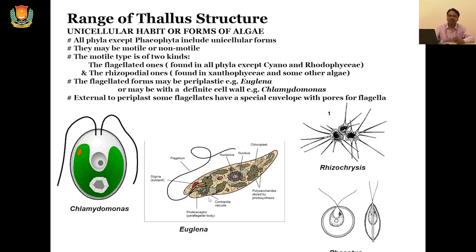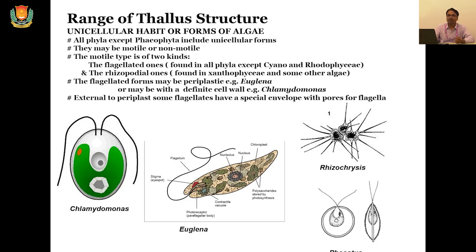The flagellated forms may be periplastic. Periplastic means they may change their shape. Like in Euglena, you can see that there is no definite cell wall. Because of the absence of a definite cell wall, they continuously change their shape. They may be oblong, they may be circular, or half oblong, or they can have different types of shapes. But in Chlamydomonas, there is a firm cell wall, so they cannot change their shape. Of course, they can enter the growth phase, but they cannot change their shape. So in Chlamydomonas, the flagellated forms have a definite cell wall, and in Euglena, they are periplastic.